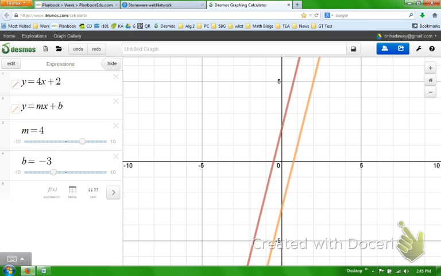So I would like you to play around with this a little bit, get familiar with it. We are going to be working with Desmos in class, and then we're going to do a little project where you just get used to graphing lines and manipulating them and finding the key parts.